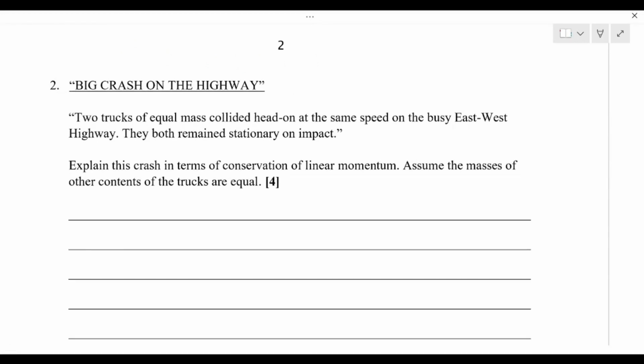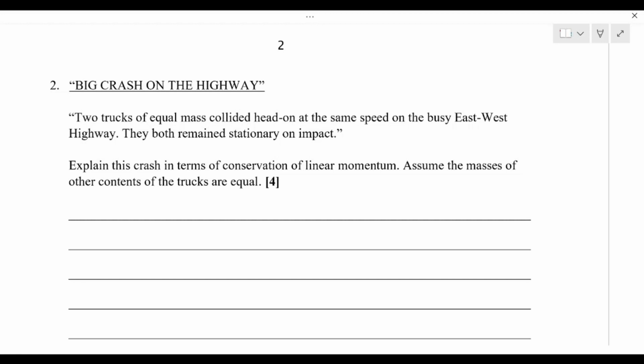The stimulus: big crash on the highway. Two trucks of equal mass collided head-on at the same speed on the busy east-west highway. They both remained stationary on impact. We're asked to explain this crash in terms of conservation of linear momentum. Assume the masses of other contents of the trucks are equal.